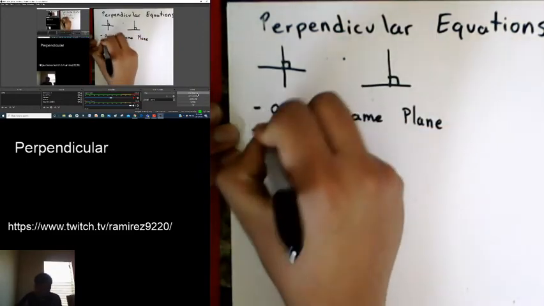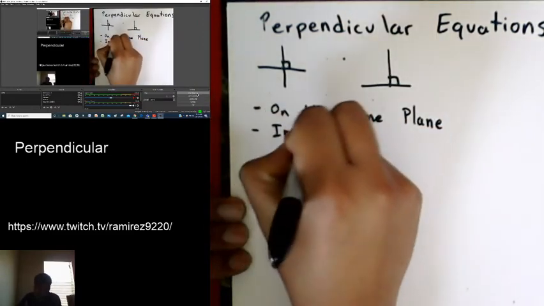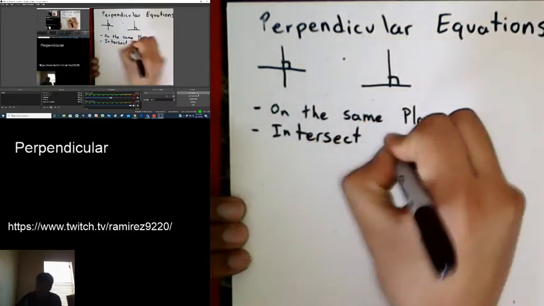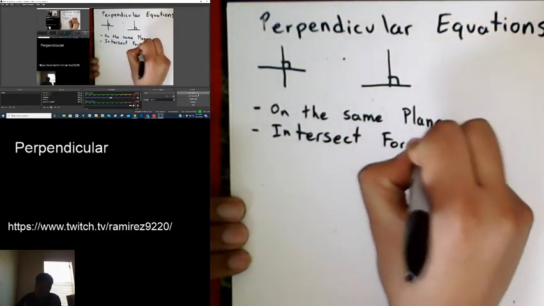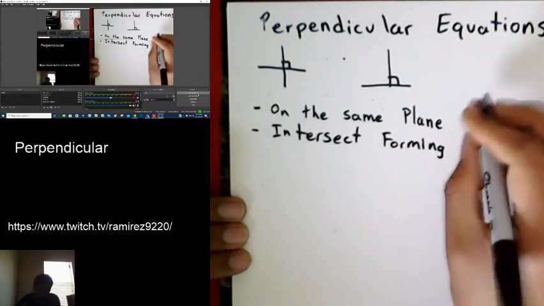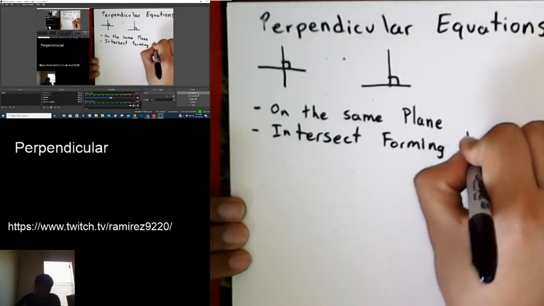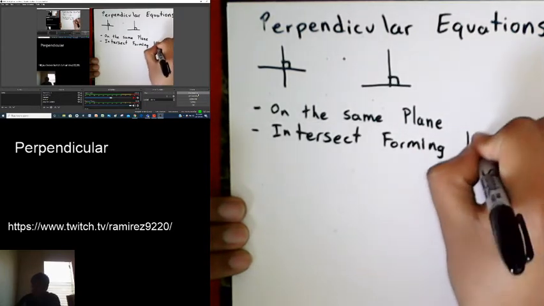They must intersect, forming a right angle. And that's what that means, okay?